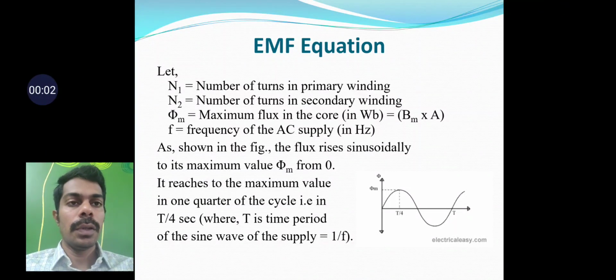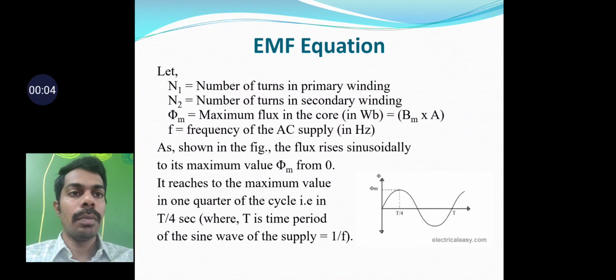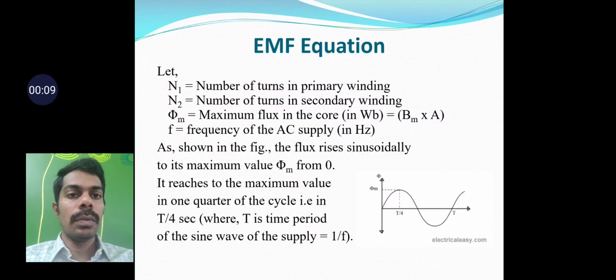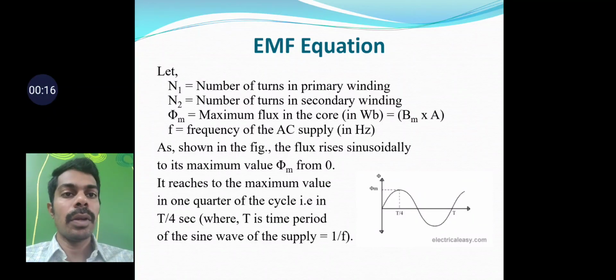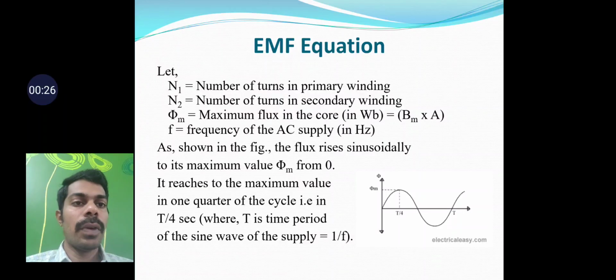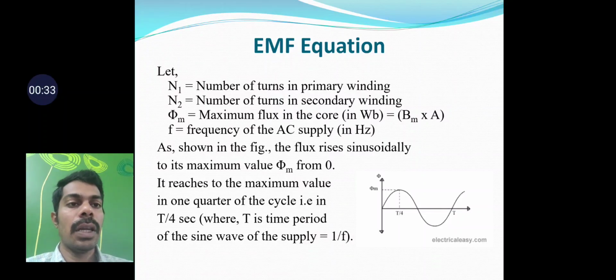Hi everyone, in this video we are going to see about the EMF equation of the transformer. We know that transformers have the primary winding and the secondary winding. So it is considered that the number of turns in the primary winding is N1 and the number of turns in the secondary winding is N2. Phi m is the maximum flux in the core in Weber, which is equal to Bm into A. F is the frequency of the AC supply in Hertz.